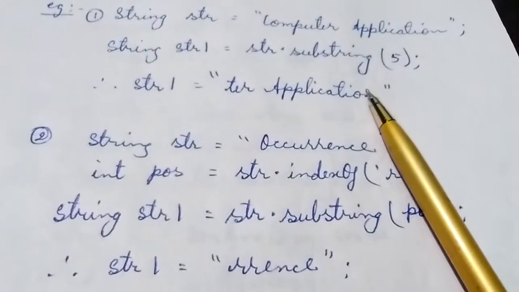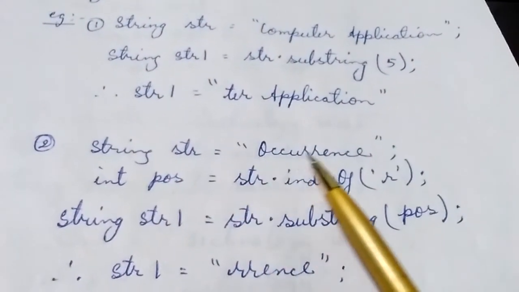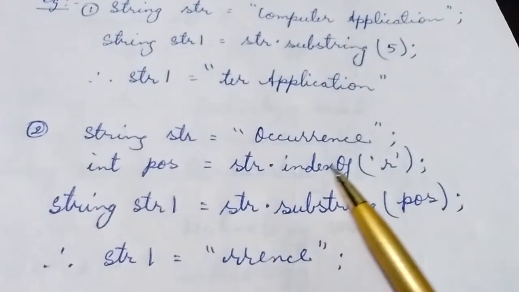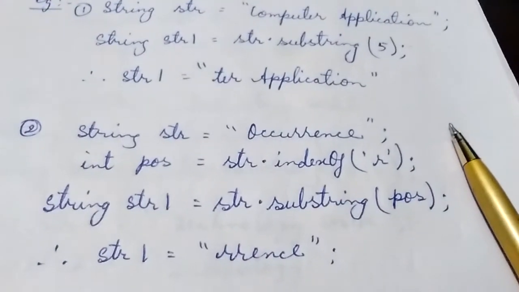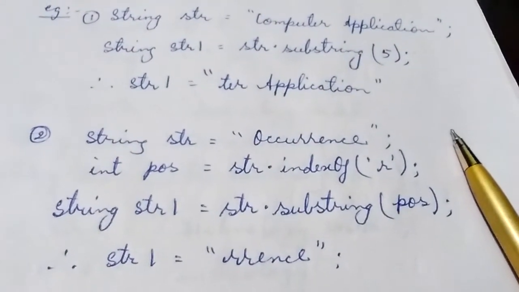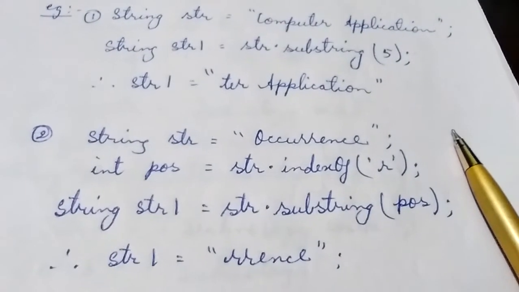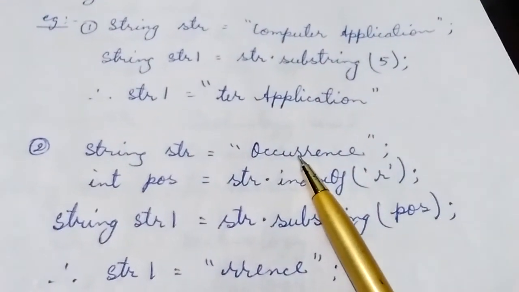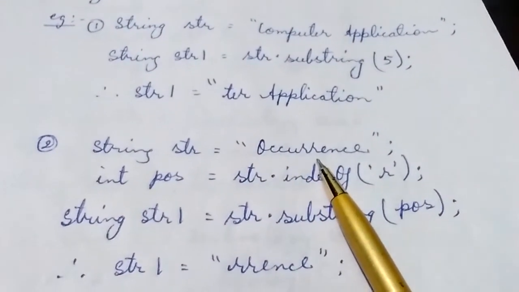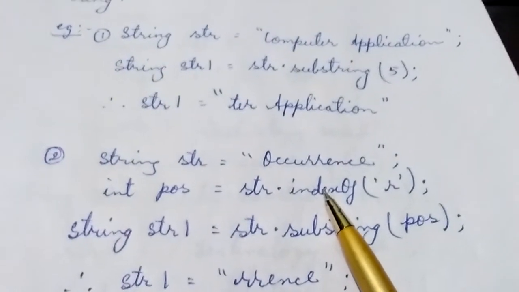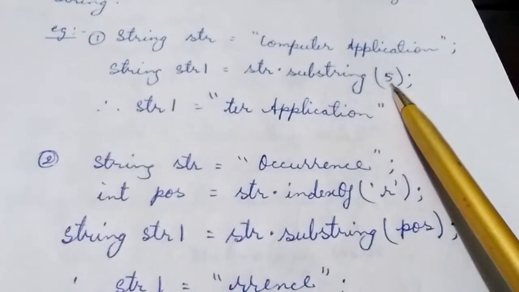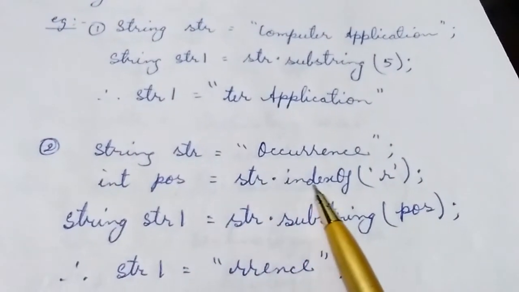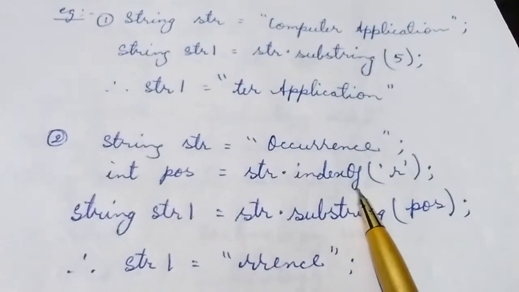Let us see another example. String str equals "occurrence". int pos equals str.indexOf('r'). Suppose a question is that from "occurrence" you extract the characters from the r till the end. You don't know where the r is occurring. In this case, we need to find out its index value first, because substring accepts the index value, not the string. That's why we are required to make use of indexOf first.